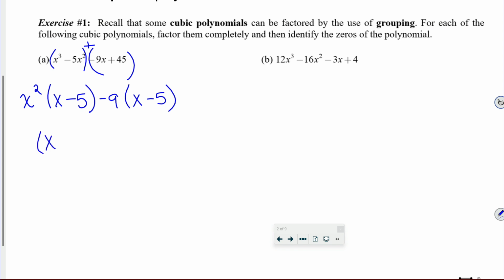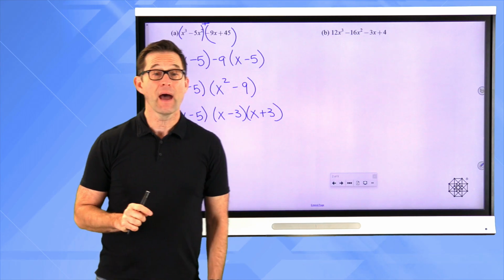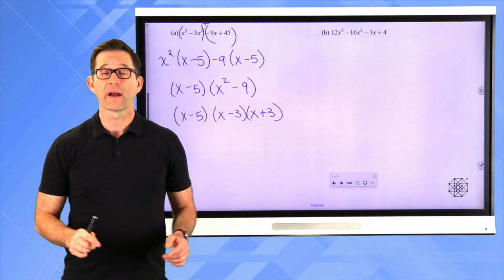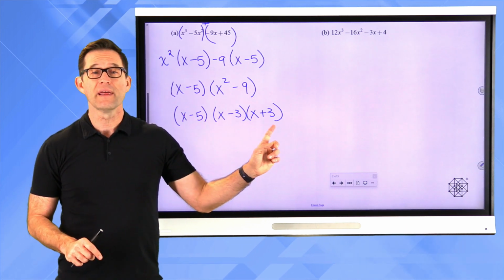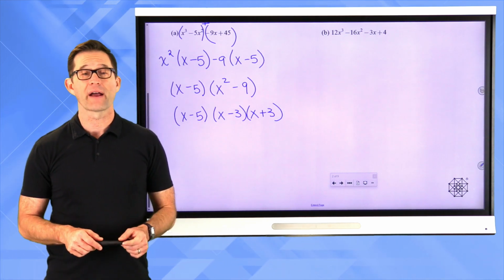That x minus 5 factor can now be factored out of that more complex expression to give us x minus 5 times x squared minus 9. Sometimes this is where we end up stopping, but we can now factor our x squared minus 9 as x minus 3 times x plus 3 by the use of the difference of perfect squares. And now we've factored completely. And I know we've factored completely because all of these are linear binomials, right? X to the first, and none of them have a greatest common factor.